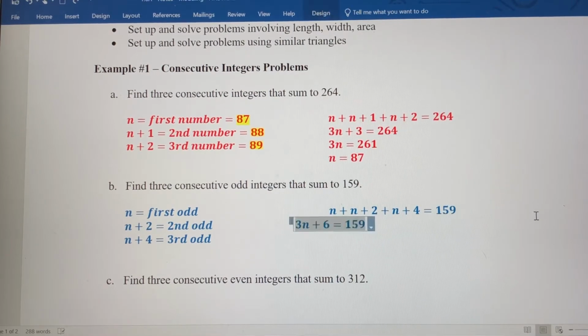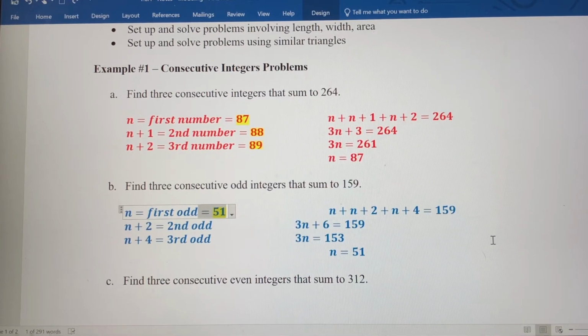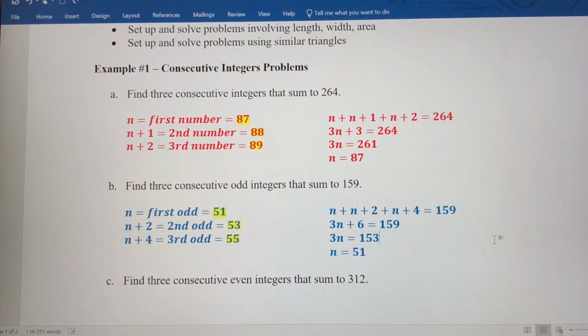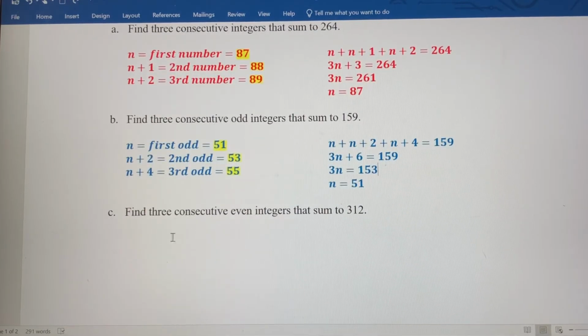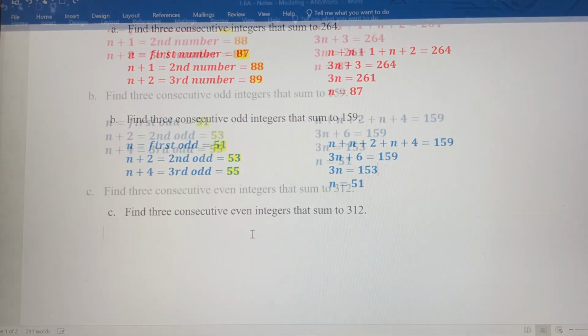Combine like terms on the left side, that gives me 3n plus 6 equals 159. Subtract 6 from both sides. Divide by 3, so my first odd is going to be 51. So my second odd would be 2 bigger than that, or 53. And my third odd would be 2 bigger than that, which is 55. And if you add 51, 53, and 55 together, you should get 159. So set up, try to do C all by yourself. Pause the video here, do the work, and then come back and check your work.